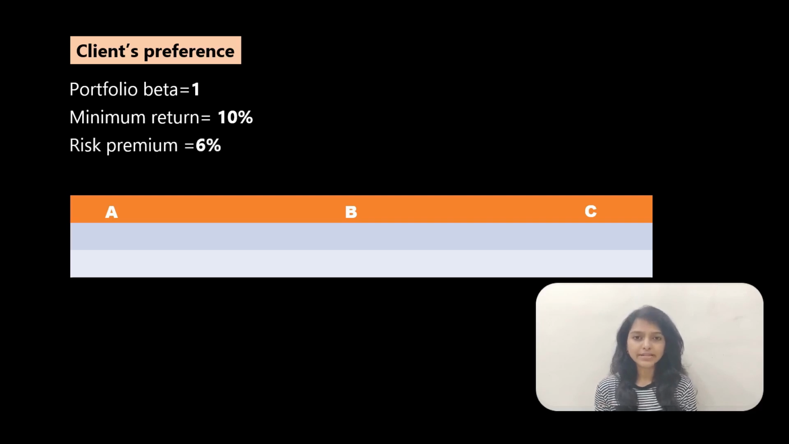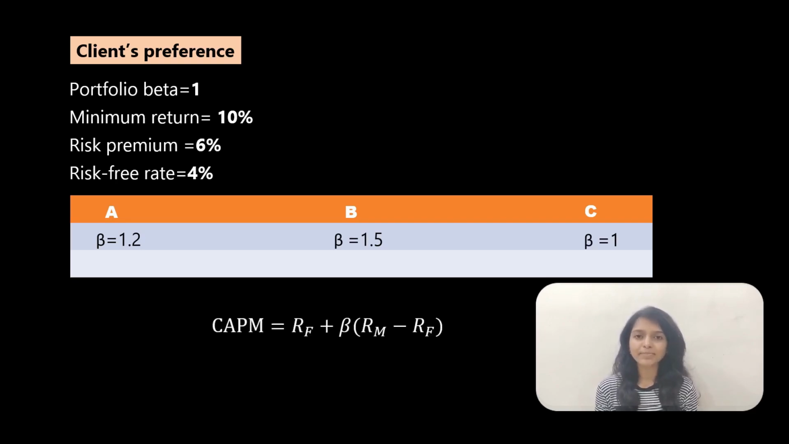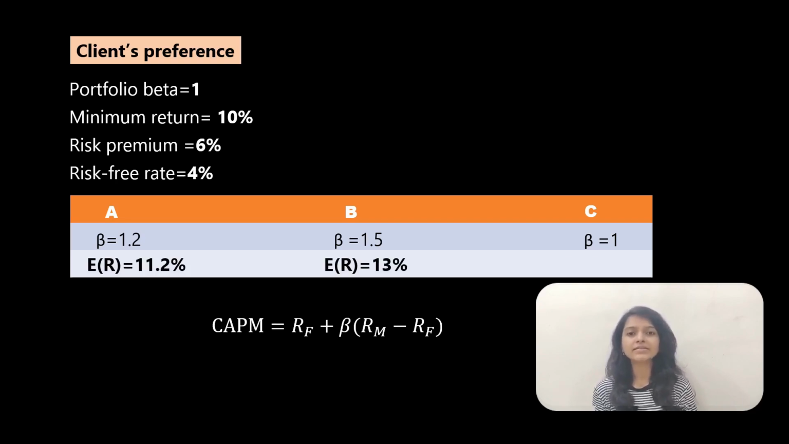Risk premium is 6% and risk-free rate is 4%. The beta values are as follows. For A, it's 1.2, for B, it's 1.5 and C is 1. Now calculating their expected returns with the help of the CAPM formula. The expected return value for A is 11.2%. For B, it turns out to be 13% and C is 10%.